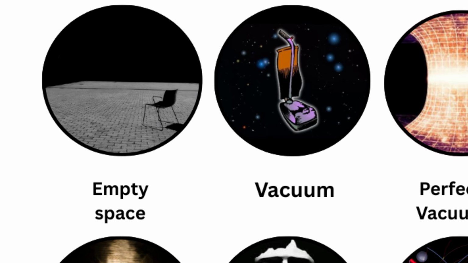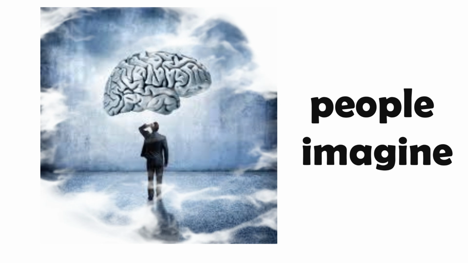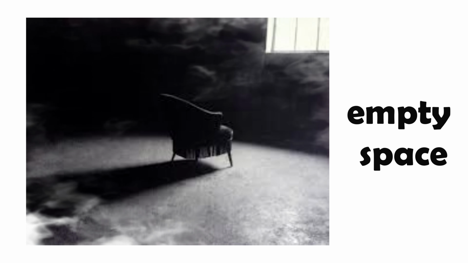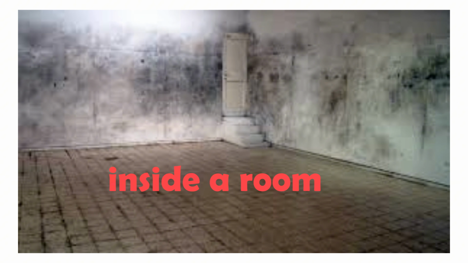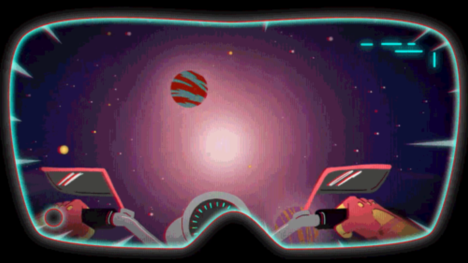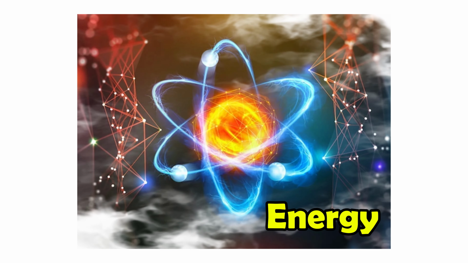Empty space. Empty space is the simplest idea of nothing that people imagine. It describes a place where there are no visible objects, such as matter, dust, or gas. In everyday life, we think of empty space as the air between things or the open distance inside a room. In reality, even this type of nothing is not completely empty. Air molecules, light, and energy still move through it.